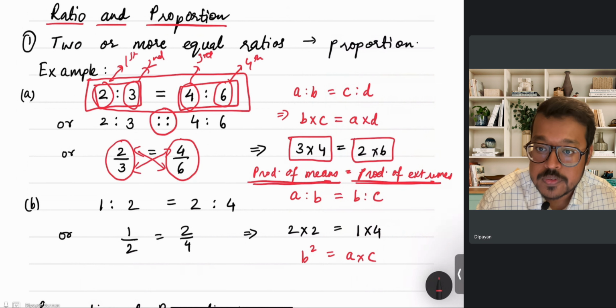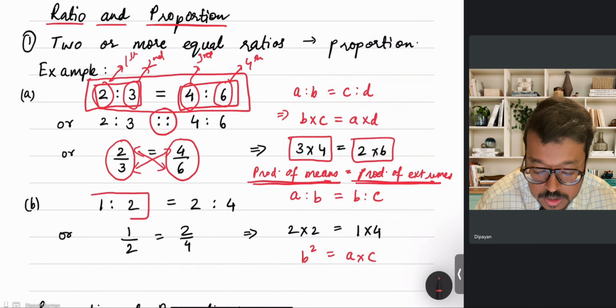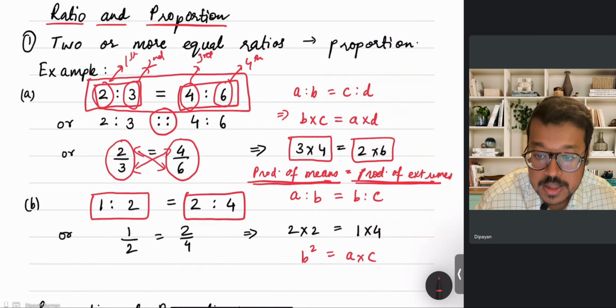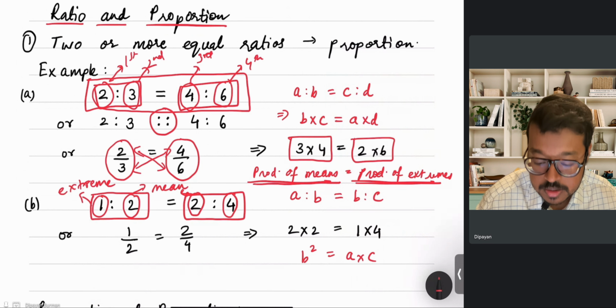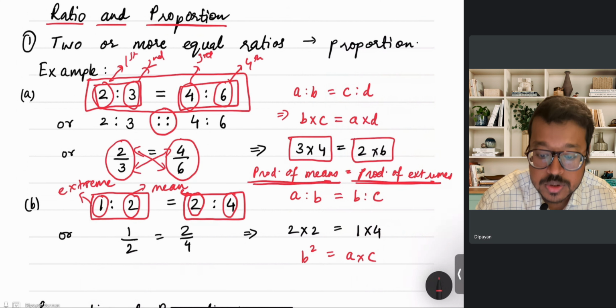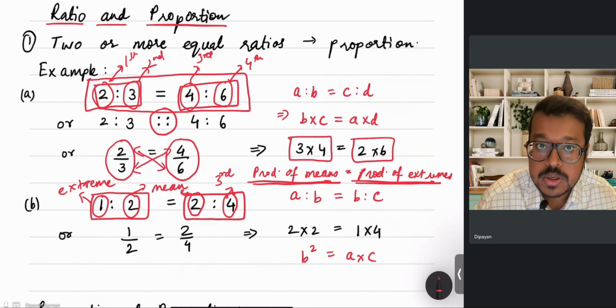Another type of proportion, for example, if I see 1:2, it's equal to 2:4, then I see that the mean term is the same. The second and the third term are the same. So I will call them the mean term or the mean proportional, and then 1 and 4 become the extreme terms. The number 1 in this situation is the first proportional, then we have 2 as the mean proportional, and 4 here will be the third proportional. We don't have a fourth proportional here because the mean term is repeating.